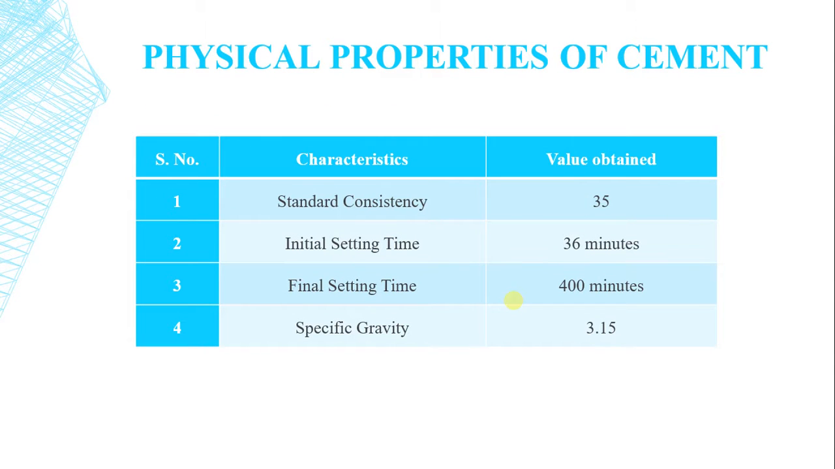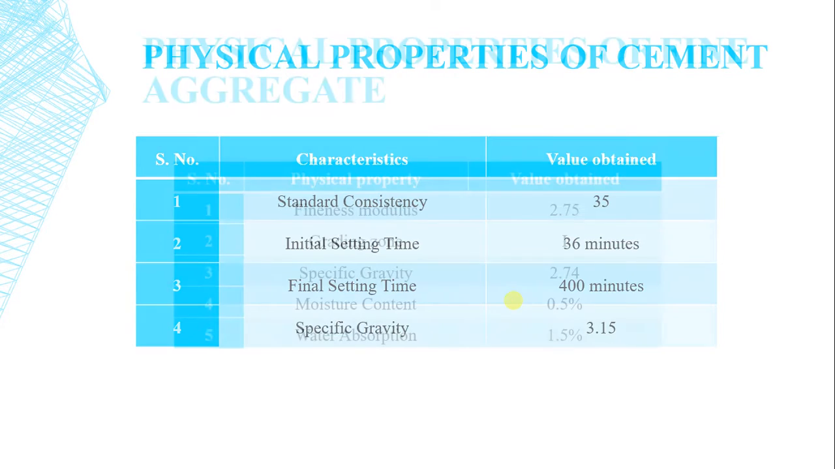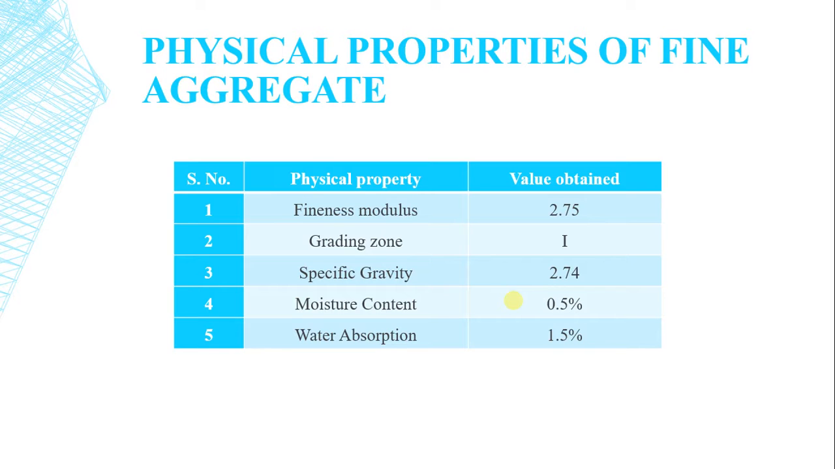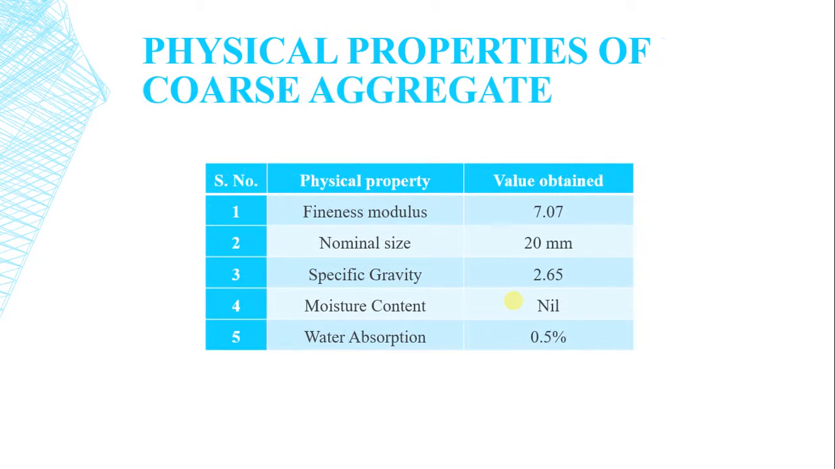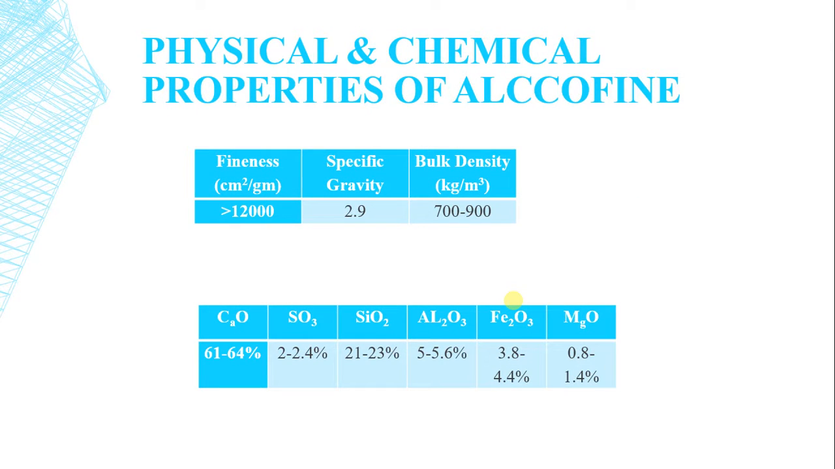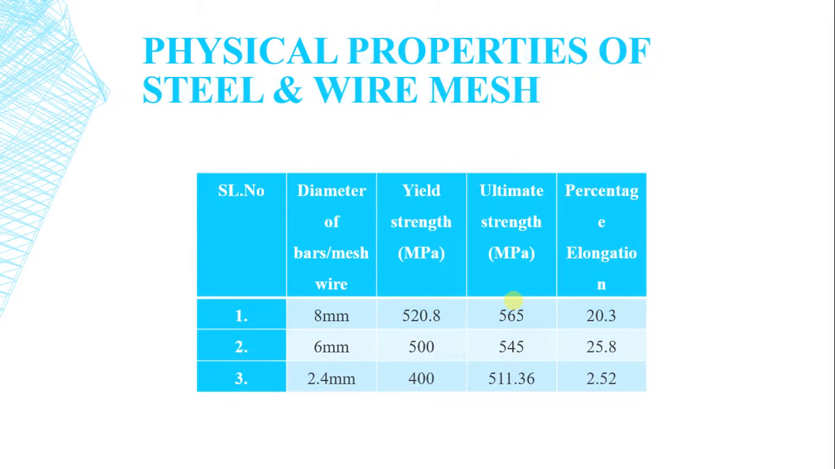The physical properties of cement are given in the table as shown here. The physical properties of fine aggregate are shown in the table. Physical properties of coarse aggregate are shown here, which has a specific gravity of 2.65 and fineness modulus of 7.07. Physical and chemical properties of Alccofine: these properties have been tabulated by the material products, which has a fineness of less than 12,000 and specific gravity of 2.9, and chemical properties are given in the table below. Physical and chemical properties of wire meshes are given in the table below, where 8 mm diameter has a yield strength of 520.8 megapascal, 6 mm has 500 megapascal and 2.4 mm welded mesh has 400 megapascal.